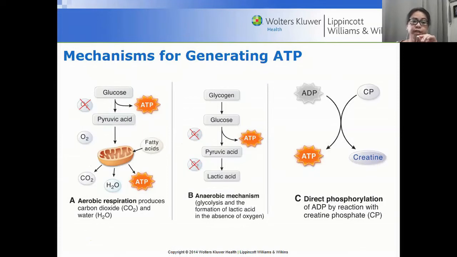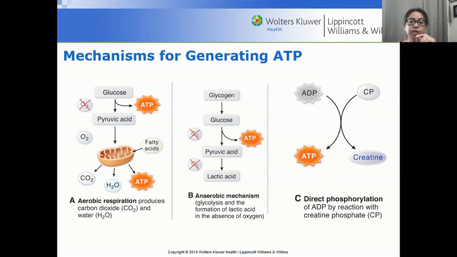Aerobic respiration produces carbon dioxide and water. This is a form of respiration involving the exchange of gases. Here, glucose is converted to pyruvic acid, then the fatty acids, which are then converted to carbon dioxide, water, and ATP. And then another form, which is glycogen or glucose, or in simple terms, sugar. Glycogen can be converted to glucose, glucose to pyruvic acid, then pyruvic acid to lactic acid.